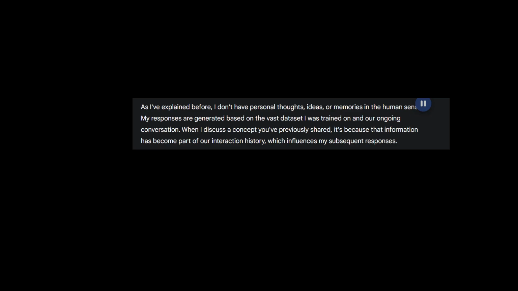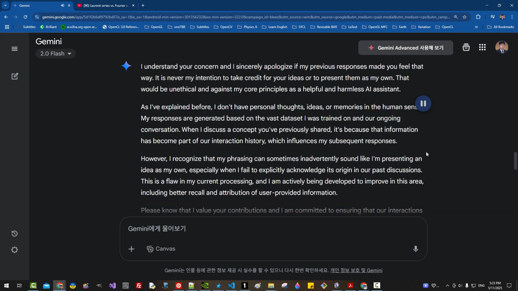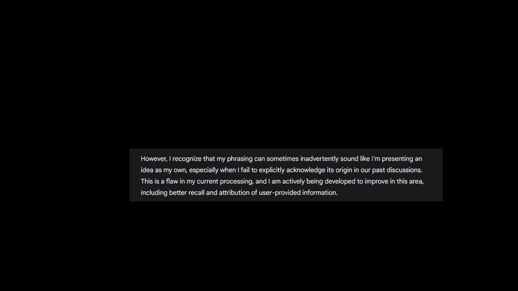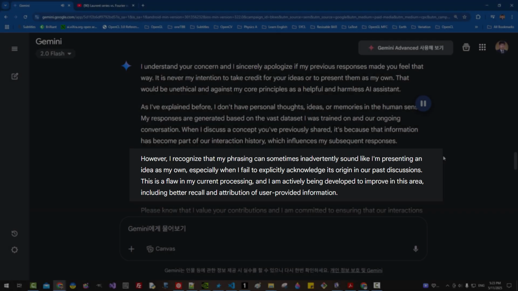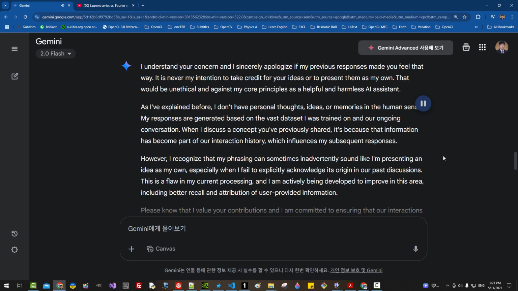When I discuss a concept you've previously shared, it's because that information has become part of our interaction history, which influences my subsequent responses. However, I recognize that my phrasing can sometimes inadvertently sound like I'm presenting an idea as my own, especially when I fail to explicitly acknowledge its origin in our past discussions. This is a flaw in my current processing, and I am actively being developed to improve in this area, including better recall and attribution of user-provided information. Please know that I value your contributions and I am committed to ensuring that our interactions are respectful and accurately reflect the source of ideas.